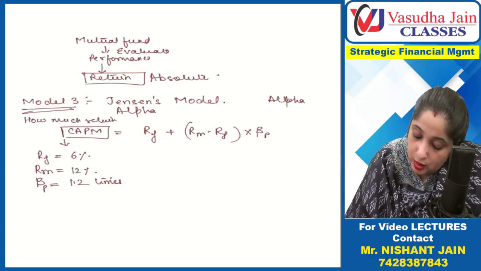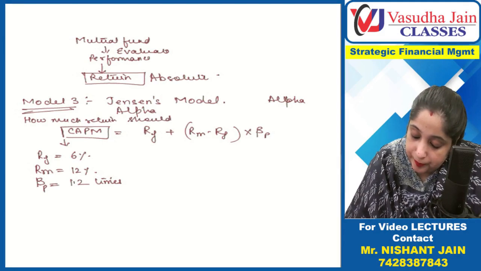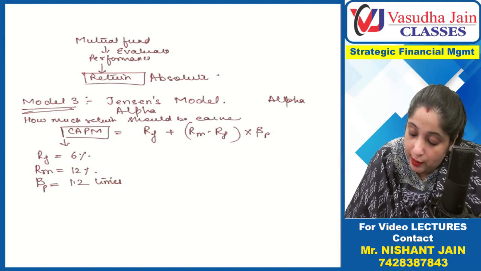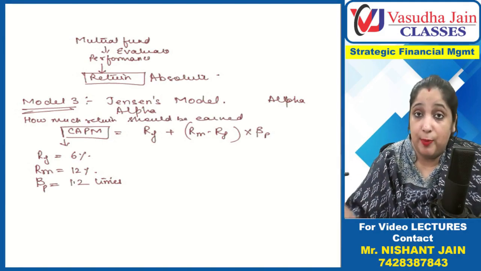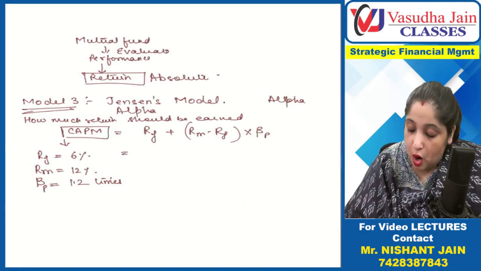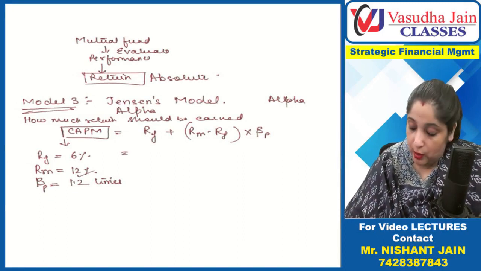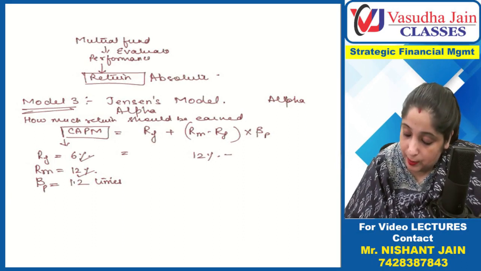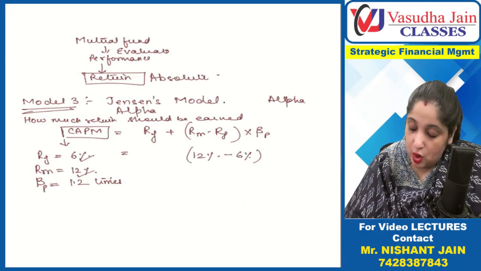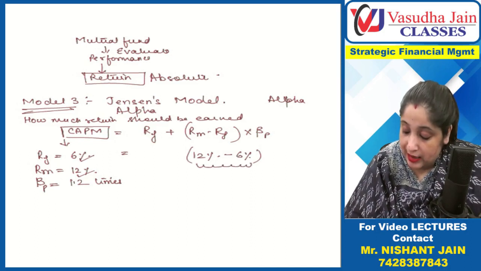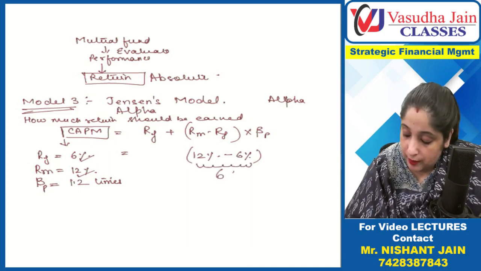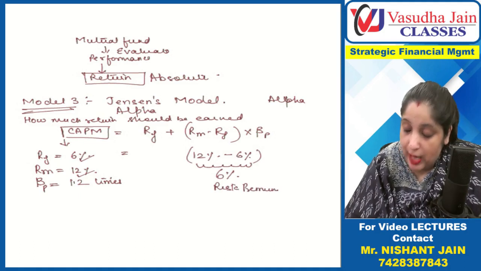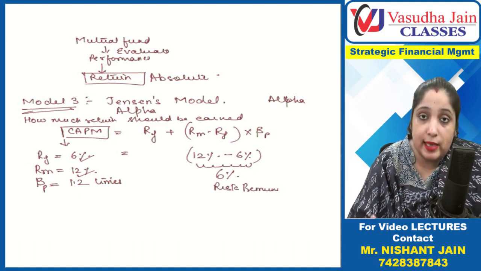return should be earned when you compare yourself with the stock market's performance. Okay, so see, the stock market is giving you how much return? 12%. Without risk, how much are you earning? 6%. So basically the stock market is giving you this much excess return, 6%, which represents the risk premium. Why is the stock market giving you excess return? Because the stock market has risk in it.